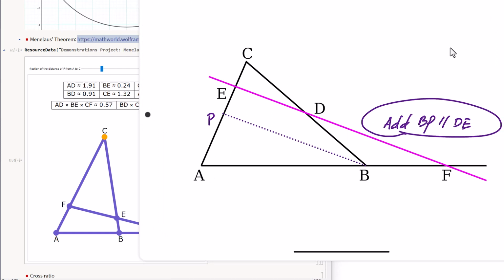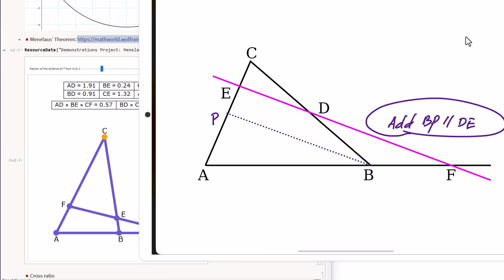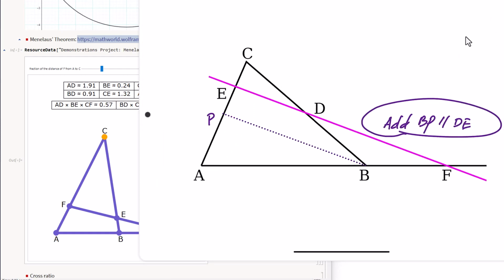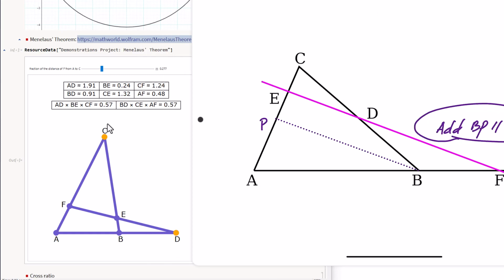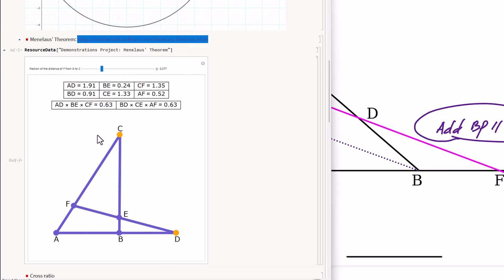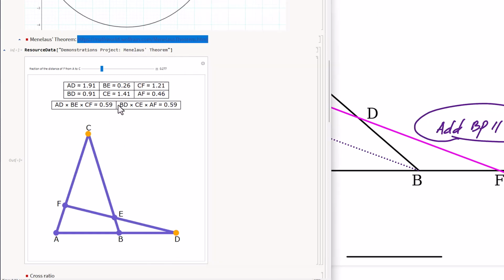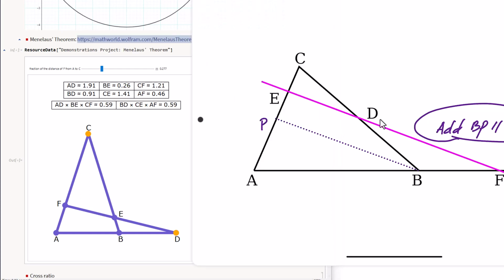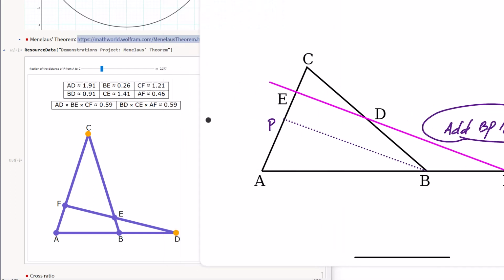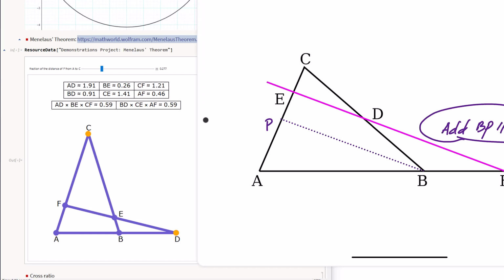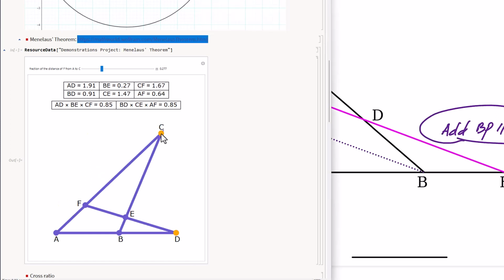Okay, now we have this configuration. So we are here to quickly see how you prove this relationship. Usually we write it as an equation between two ratios: AD over BD times BD over BC times CF over AF equals 1. So that's the more commonly viewed equation. Let's also look at the demo.